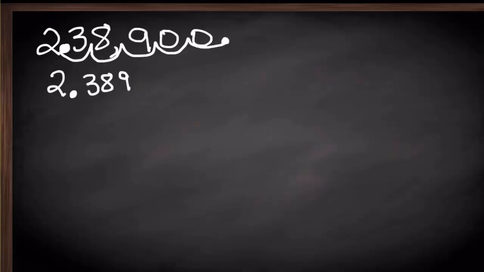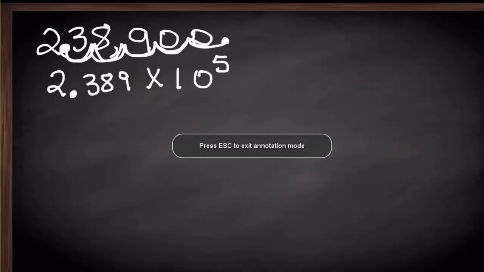So now you're not finished. You must place a times 10 in order for it to be in scientific notation. And then you're going to count how many times I moved the decimal. So that was 1, 2, 3, 4, 5. And I always like to say, since 238,900 was a big number, your exponent will be positive. But if it was a small number, your exponent would be negative. Another way would be to say, if you had to move your decimal to the left, your exponent would be positive. If you move your decimal to the right, your exponent would be negative.